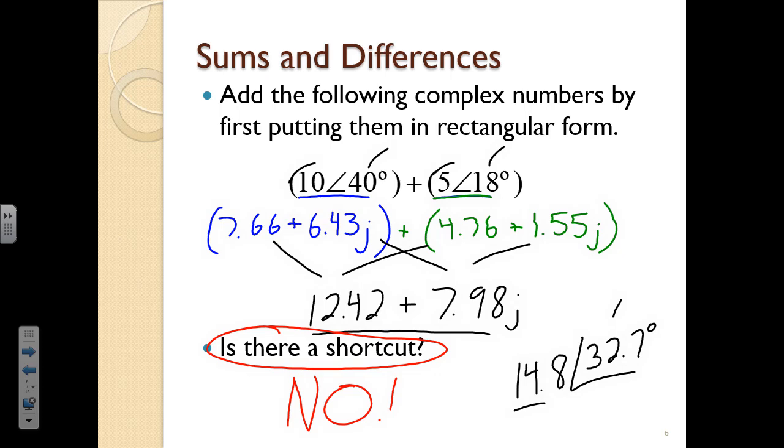If we want to add or subtract complex numbers, they have to be in rectangular form. There is no other way to do that. Multiplying and dividing, as we just saw, is pretty easy, but adding, no, there's no shortcut. Put them in rectangular form, add components, and get your result.